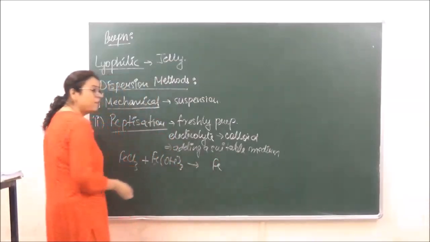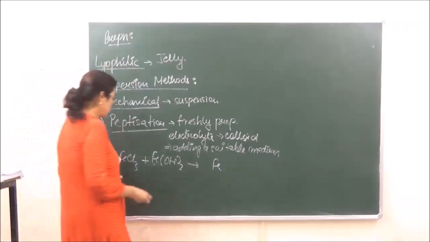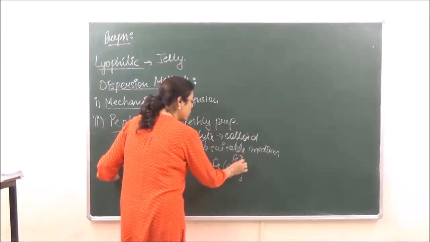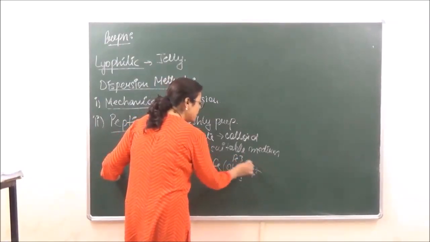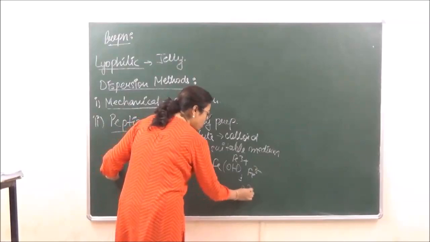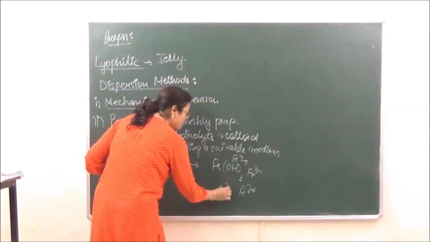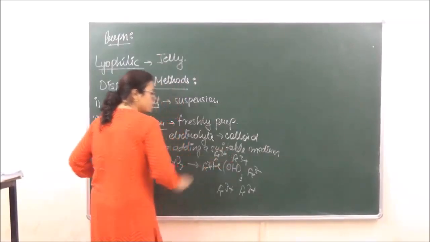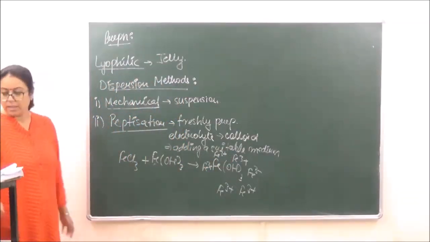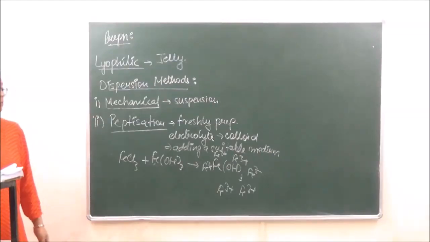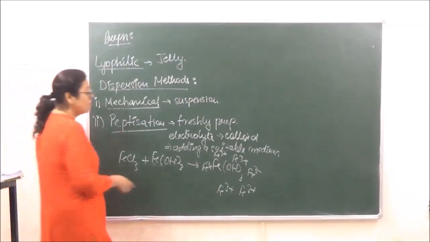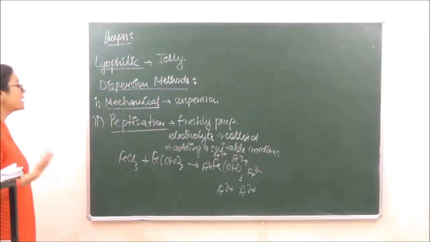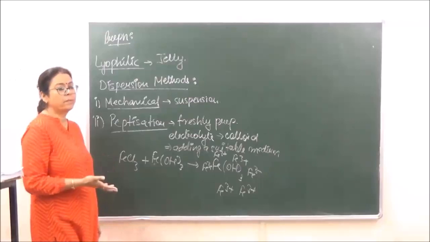The size of Fe(OH)3 is very small. So the Fe3+ ions which are present in ferric chloride are going to be selectively adsorbed on the surface of ferric hydroxide. ठीक है? They are going to be selectively adsorbed, as a result of which the particle size of ferric hydroxide increases and comes in the range of the colloidal particle.